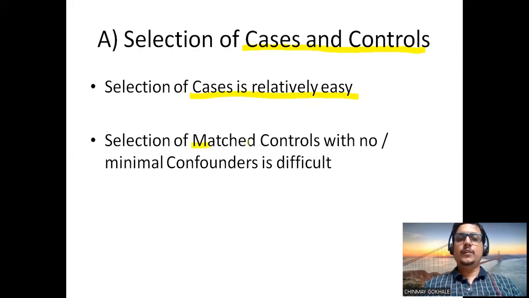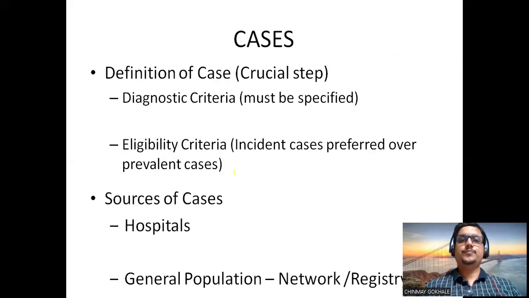Selection of matched control with no or minimal confounder present. What is a confounder? We will see in a bit. But this selection of matched control with no or minimal confounder is the difficult part, because you just don't want any control, you want a control who is matched as per the various characteristics, and preferably there are no confounders, or at least there are as few confounders as possible. So that makes selection of controls difficult. What is matching, what is a confounding factor, that we will see in a few minutes.